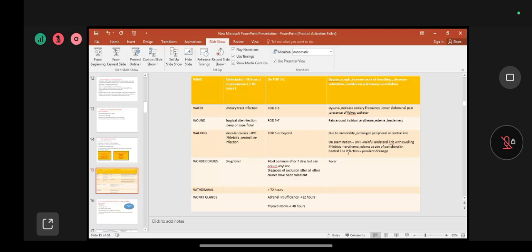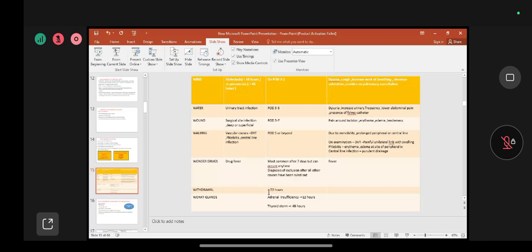In phlebitis, there is erythema and edema at the site of the peripheral IV line, and in central line infection, there is purulent drainage present. Drug fever can also happen, most commonly after 7 days, but can occur any time. Diagnosis of exclusion should be made after all causes have been ruled out. Withdrawal of any substance, if the patient was taking it before the surgery, occurs after 72 hours of the surgery.